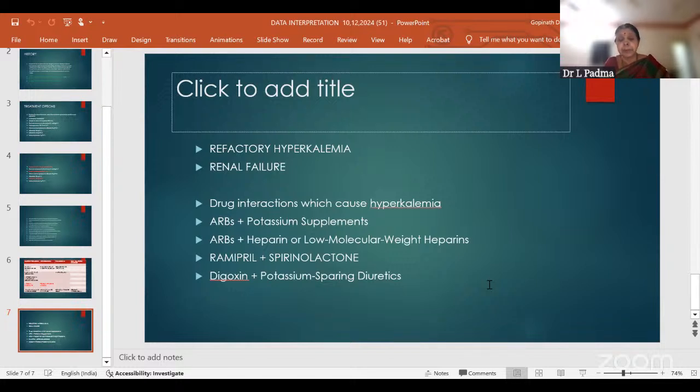ARBs with potassium supplements cause hyperkalemia, it may go to 7, 8, even 9, or even 10. ARBs and heparin or low molecular weight heparin also can cause potassium retention inside the body. Ramipril with spironolactone, as we have seen in this case, and digoxin and potassium sparing diuretics. These can be used in heart failure, but with monitoring, and also adding hydrochlorothiazide, which can obviate this hyperkalemia, and the potassium supplements can be at an optimum level.